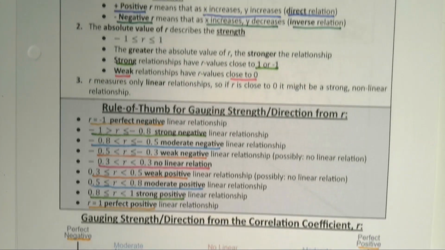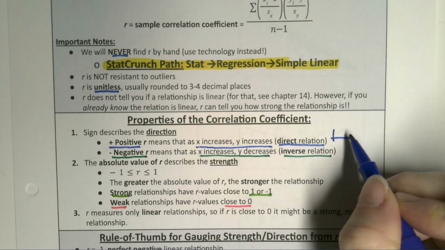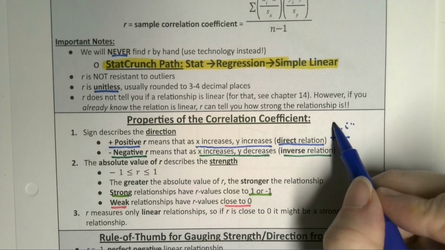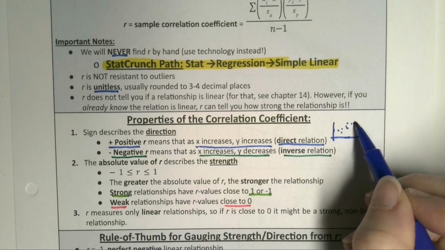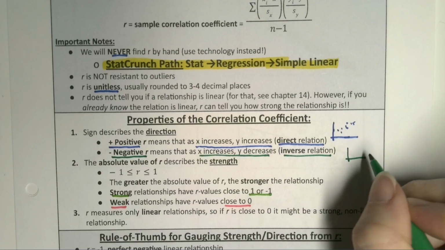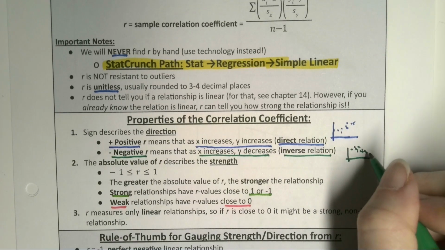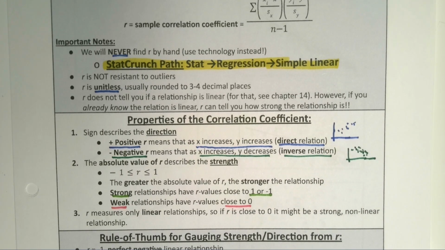Actually, before I go do that real quick, let me just remind you that a positive relationship would mean that you're climbing, right? As x increases, y increases. So it has a positive slope. And if it's a negative relationship, it would mean as x increases, y decreases. So it has a negative slope. Just a little reminder of what those look like.